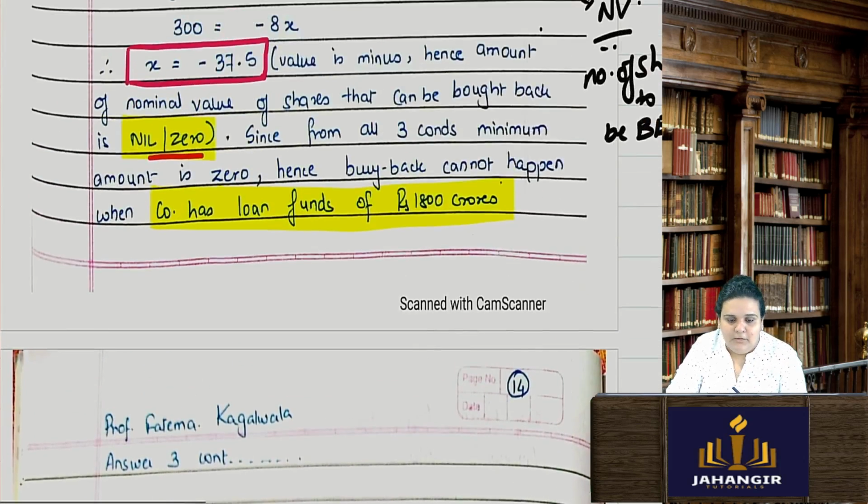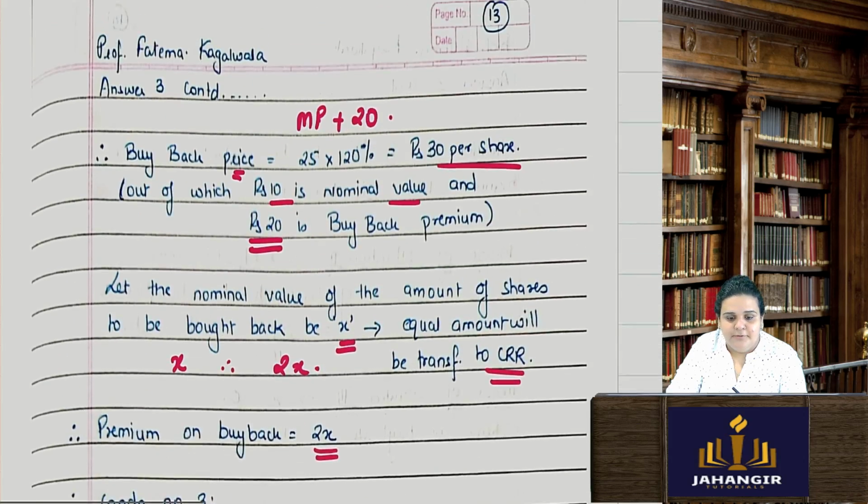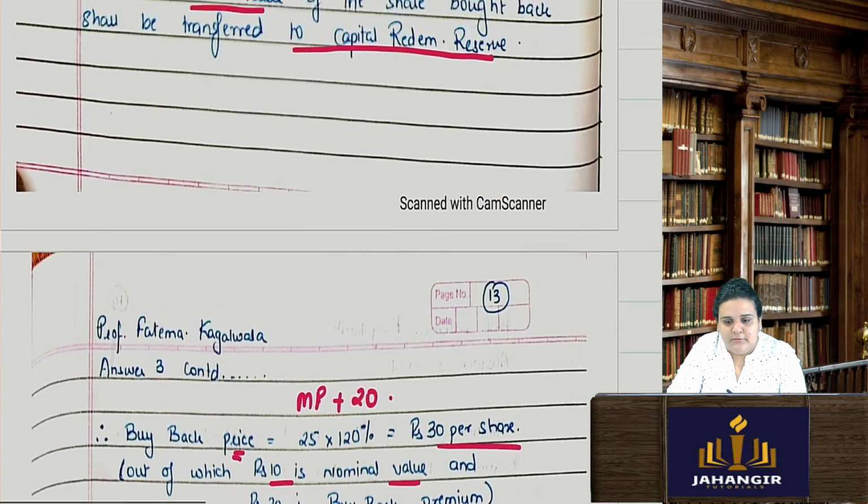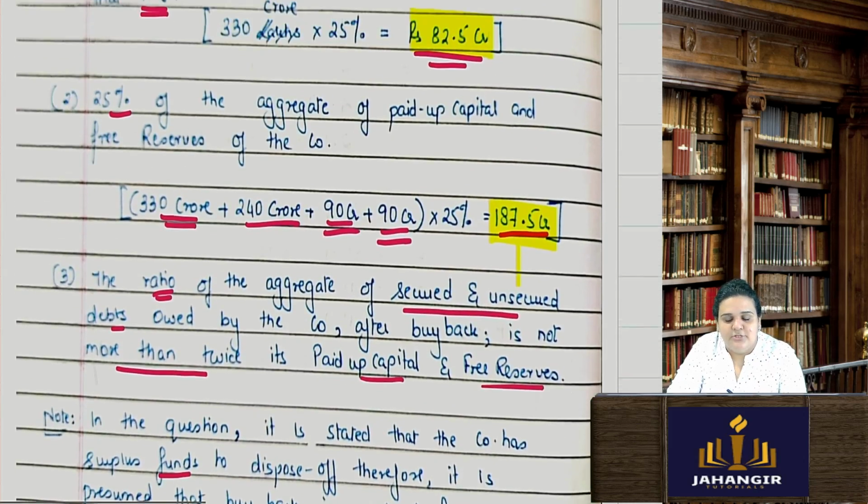Yes, ma'am. Okay, any doubt you will have? Because apart from this, all the other sums are just basic journal entries. So this is what is important, really. These three conditions as per Company Act.